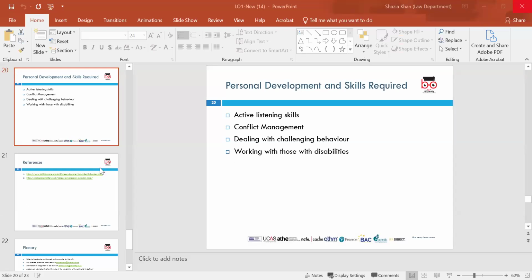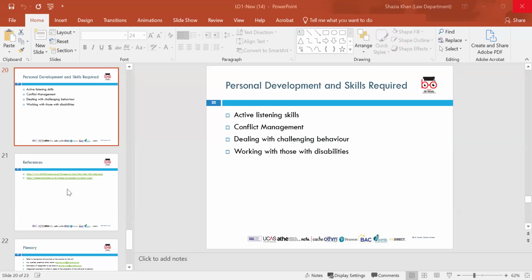So these are the different types of skills. There could be more skills, like active listening skills. There could be things like patience, communication, interpersonal skills, technical skills. These are skills that may be appropriate for working in that environment.